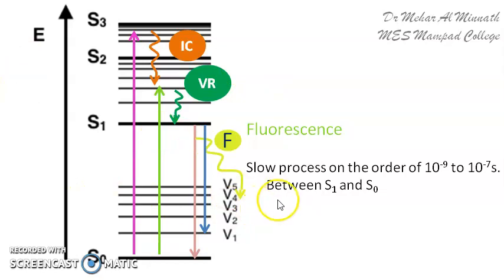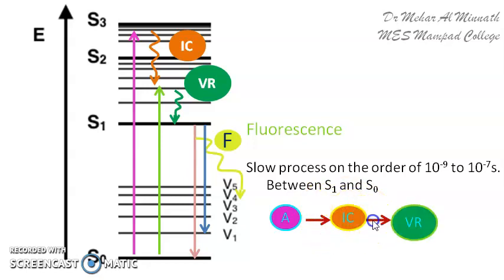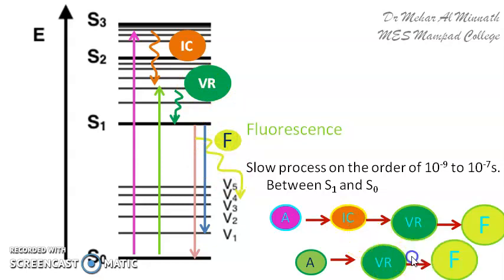Now, the pathway of fluorescence can be depicted like this. The molecule or the system absorbs energy. It undergoes energy dissipation, or some amount of its energy is lost by internal conversion, and then again it is lost by vibrational relaxation, followed by fluorescence. So that is: absorbance, internal conversion, vibrational relaxation, fluorescence. Or absorbance, vibrational relaxation, and then fluorescence.